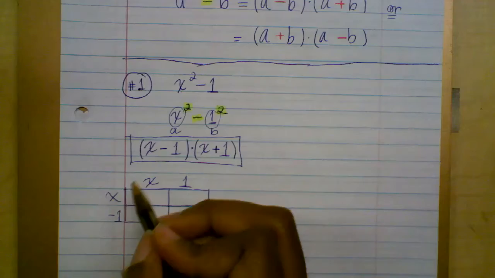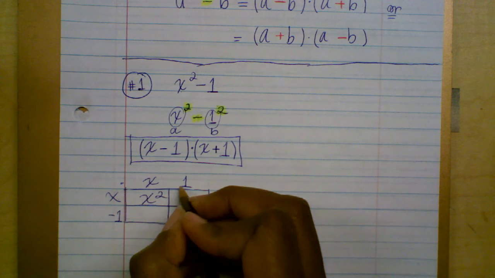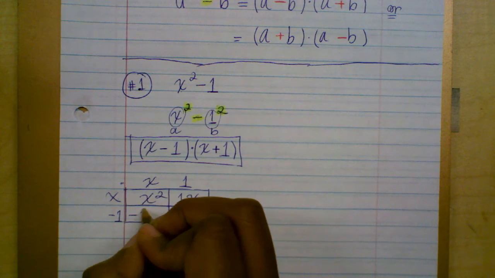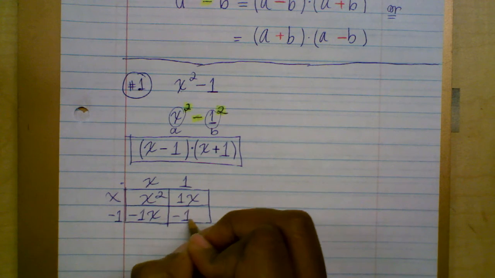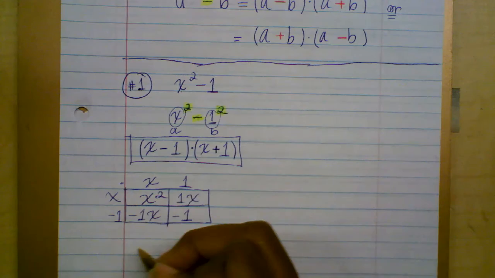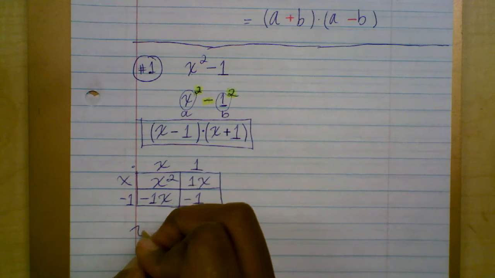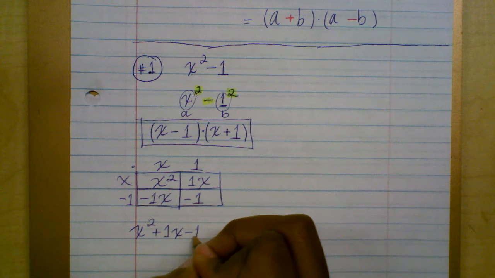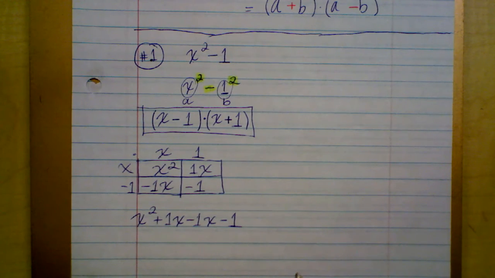Then you're going to multiply. x times x is x squared. x times 1 is 1x. Negative 1 times x is negative 1x. And negative 1 times positive 1 is negative 1. Now let me rewrite the expression below. So what do I have here? I have x squared plus 1x minus 1x minus 1. Do you notice something here?